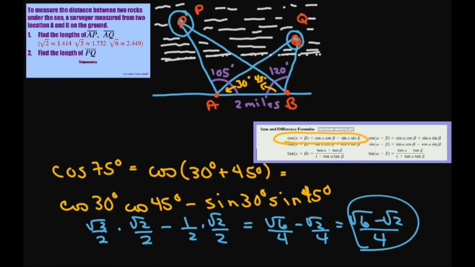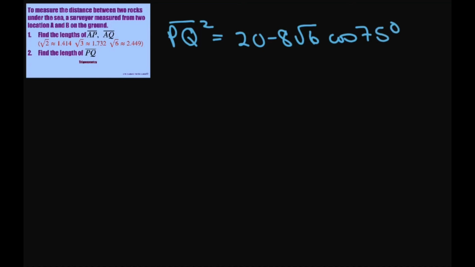All right. Now let's go back to our problem. We had PQ squared equals 20 minus 8 square root of 6 cos of 75 degrees. So basically what we're going to do is substitute that in. So this is going to be equal to 20 minus 8 square root of 6 times square root of 6 minus square root of 2 divided by 4.